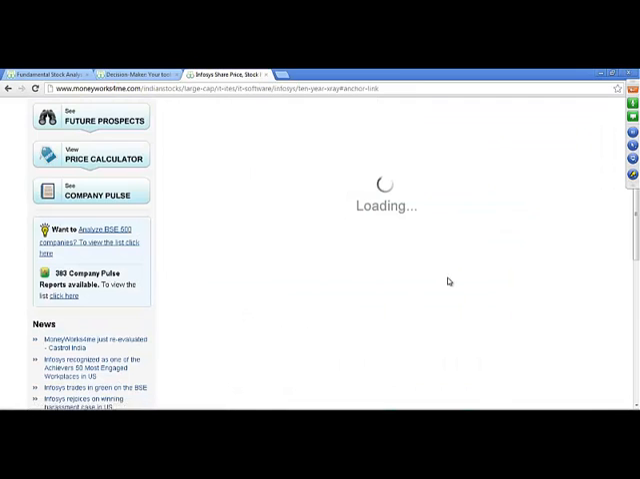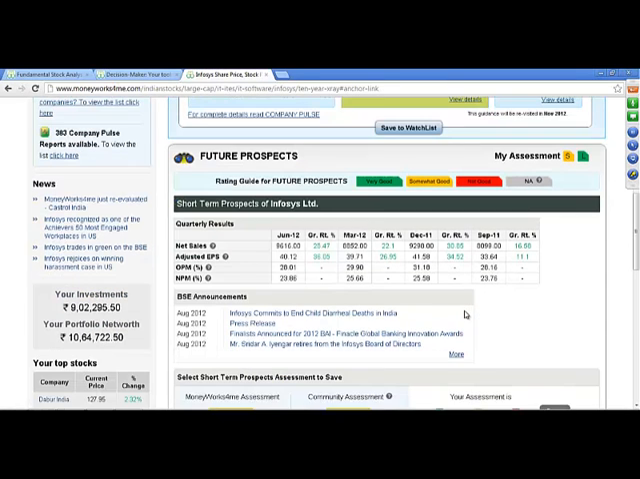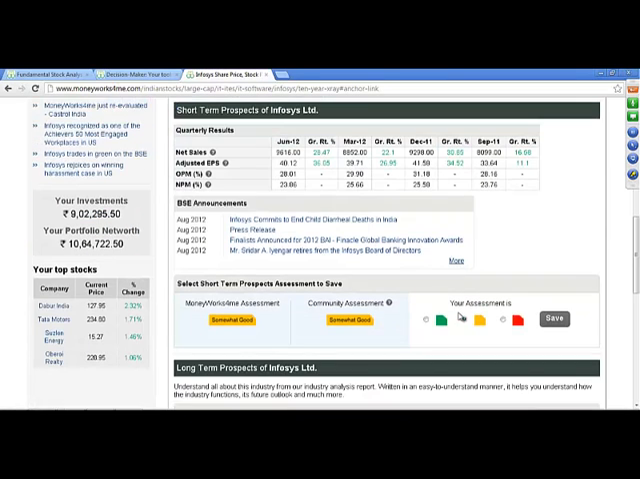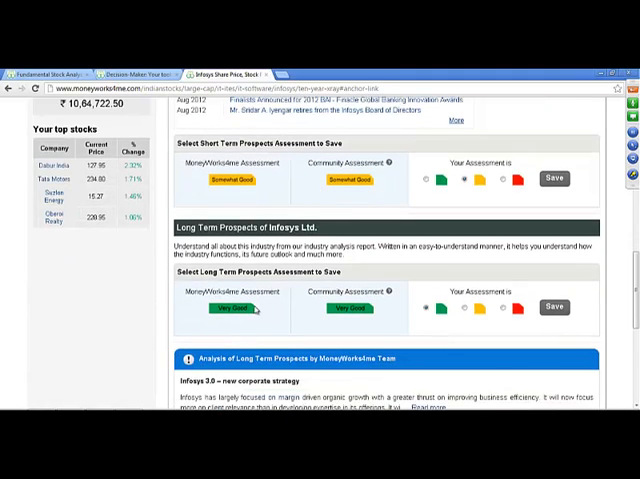So the second part is future prospects. What we have done here is color code the short term future prospects and the long term future prospects, after understanding the company, after reading its annual reports, after analyzing the future prospects of the company. We have an analyst team who keeps on tracking these industries and companies and giving you timely updates. So what you see here is the Money Works For Me assessment.